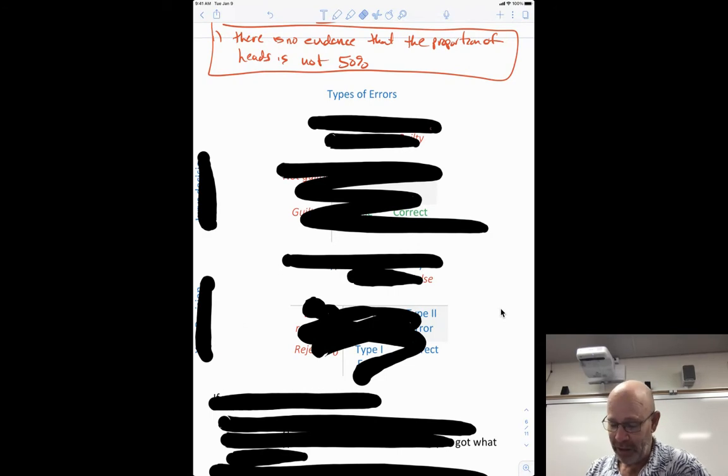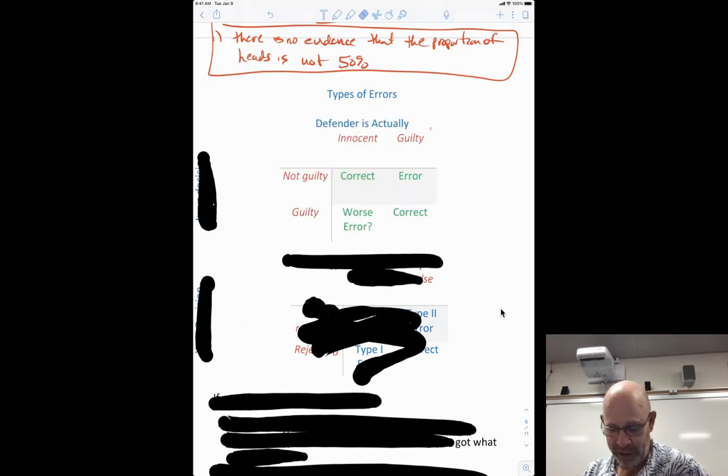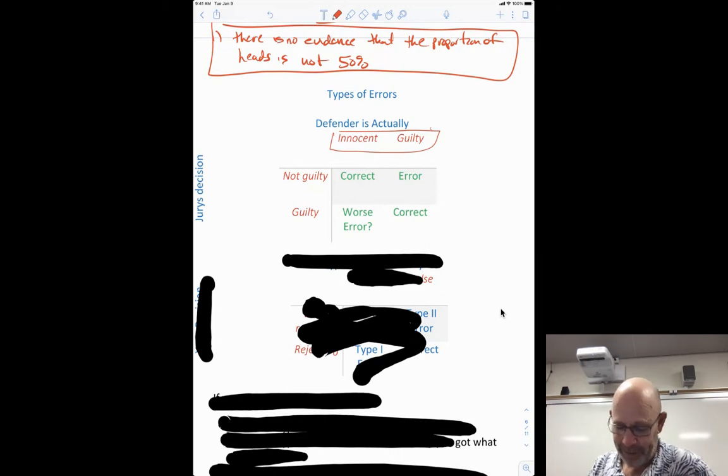I'm going to compare real quickly the two types of errors. It's the same basic errors you might see in a jury trial, actually. If you think about a jury trial, the defendant is either innocent or guilty, all right? And then the jury decides either not guilty or guilty. The jury never knows at the end whether they're right or wrong. They hope they're right.